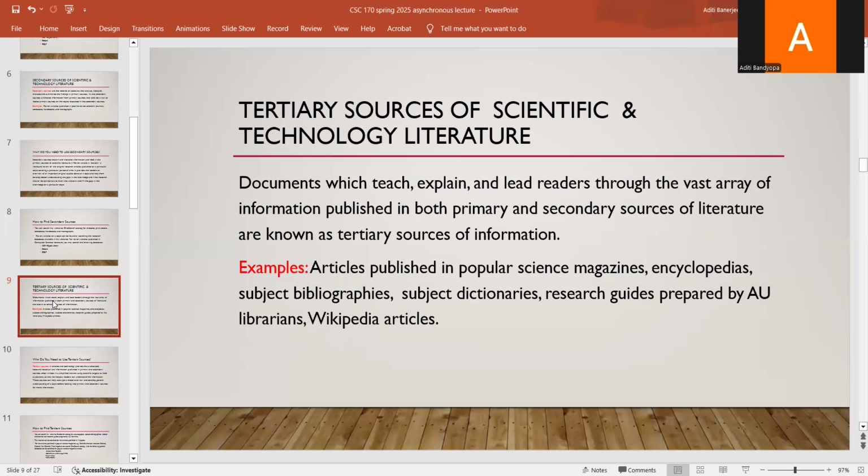Here are some examples of tertiary sources. They are articles published in popular science magazines, entries in encyclopedias, subject bibliographies, subject dictionaries, also the research guides prepared by AU librarians and Wikipedia articles. These are all examples of tertiary sources.